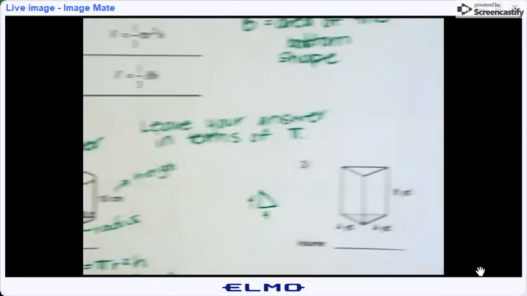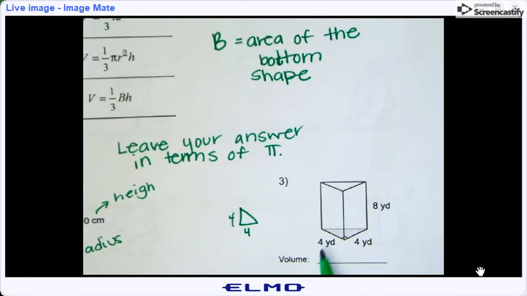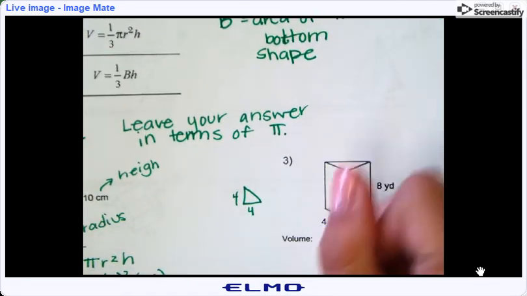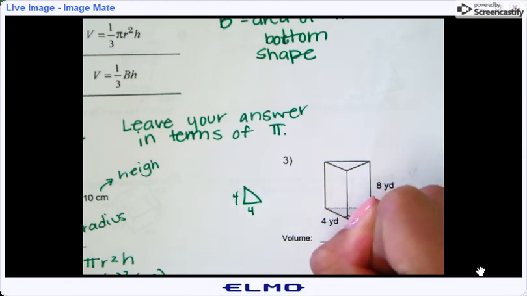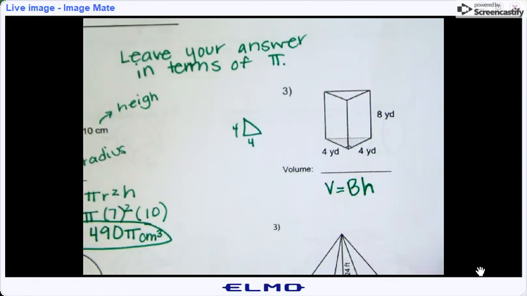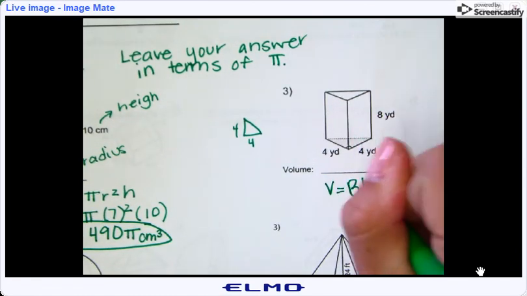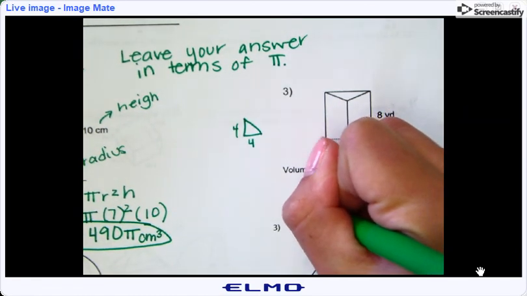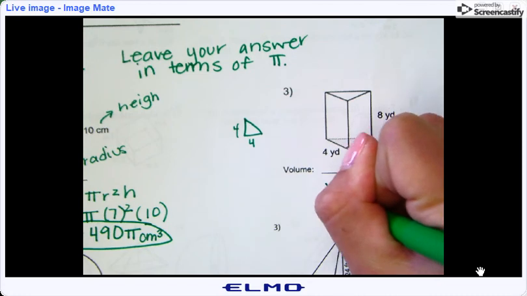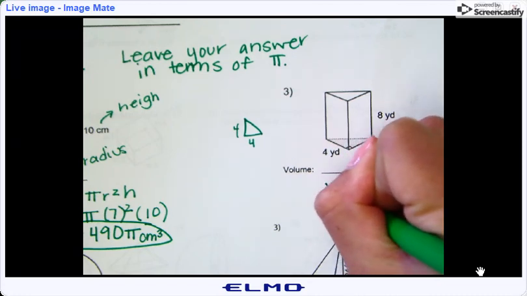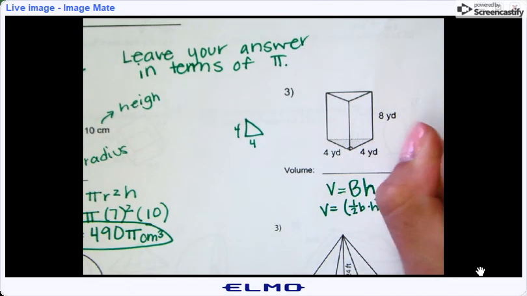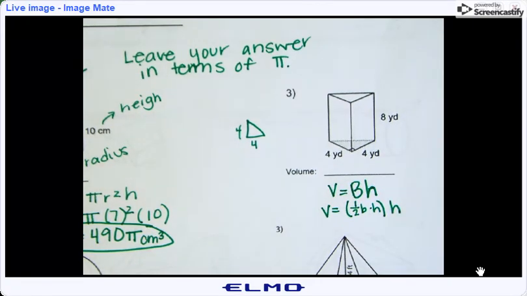Okay, the next one, I'm going to do number 3. So we talked about this. The volume of this, because this is a prism, is B times H. Okay, that B is the area of the triangle on the bottom. So if you could technically write this, the area of the base is 1/2 base times height, and then times the height of the pyramid.